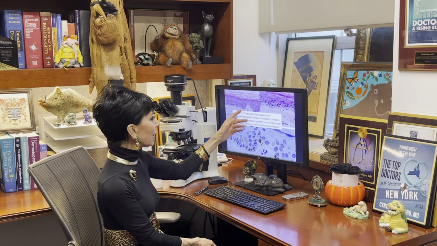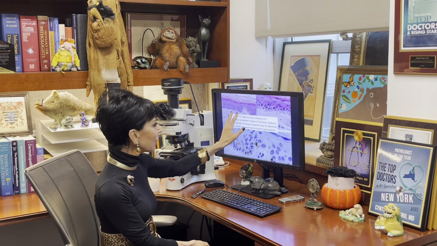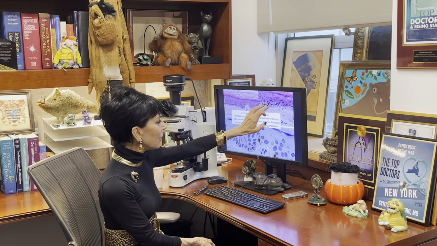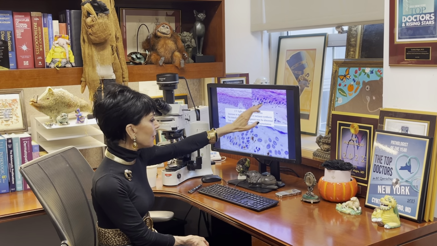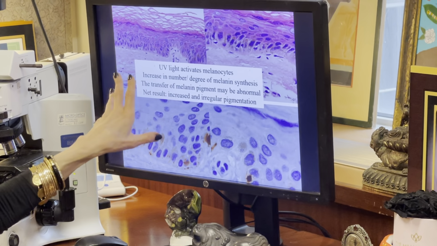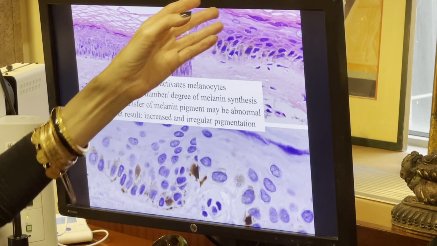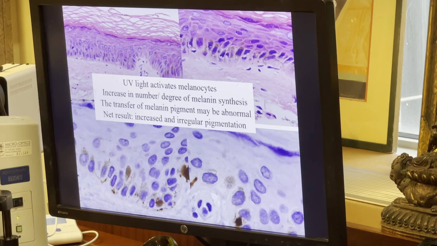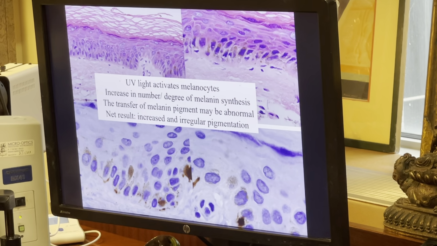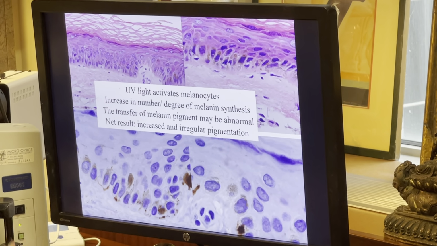And as a consequence, you will have an increase in epidermal melanization, where that melanin pigment is distributed in keratinocytes. So it is the combination of the melanocytic hyperplasia and the increase in melanin transfer into the keratinocytes that occurs as a photoadaptive phenomenon with ultraviolet light exposure, that leads to the irregular pigmentation.